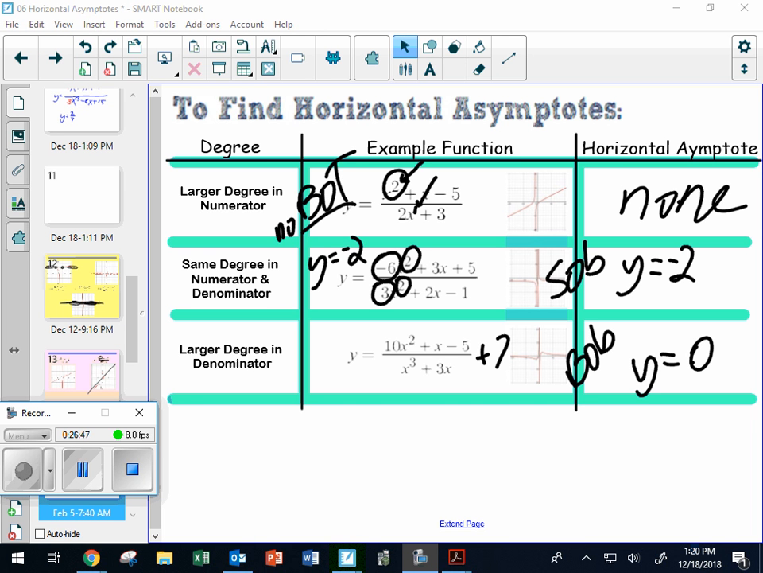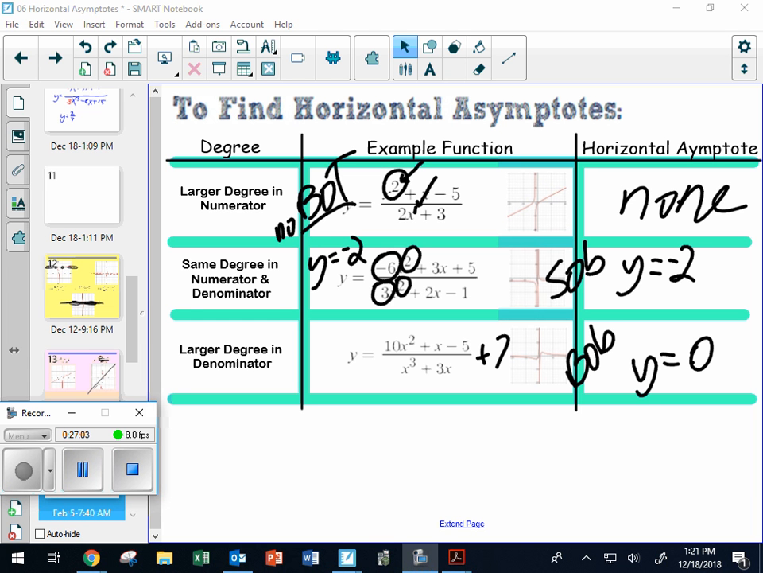Here's the answers that we got. I wanted to double check them before we released them on the video. So there we go. The top one is bigger on top, so it's none. And then it was the same on both, so that one's y equals -2 because it's the ratio of the lead coefficients. The last one is bigger on the bottom, y equals 0.